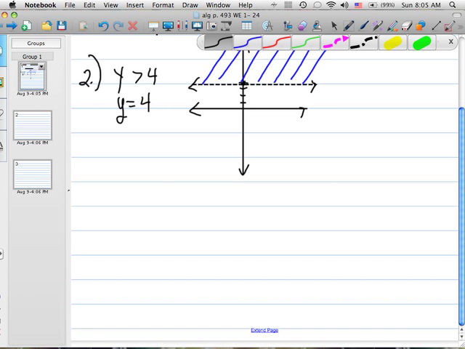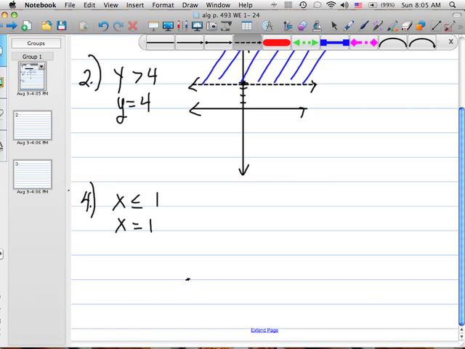Problem number 4 says x is less than or equal to 1. So the boundary equation would be x equals 1, which I know is a vertical line. I have to change my line here. So we're going to make our coordinate plane.